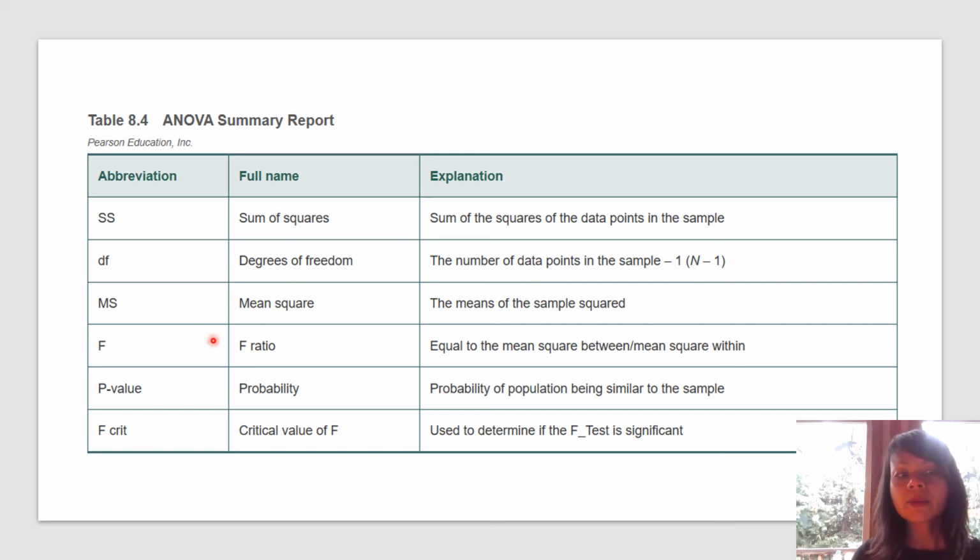You have the mean square, which is MS, the mean of the sample squares. We have the F ratio, which is equal to the mean square between divided by the mean square within. And then the p-value, which is a probability. Then you have the F-crit, which is a critical value of F, and this is used to determine if the F-test is significant.